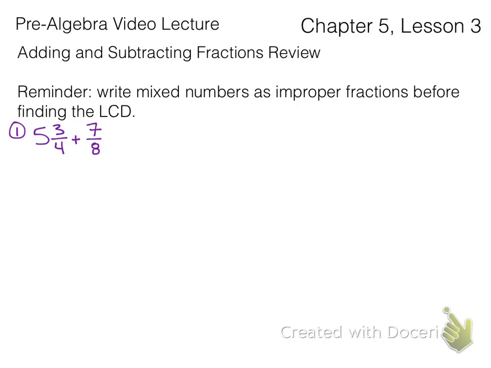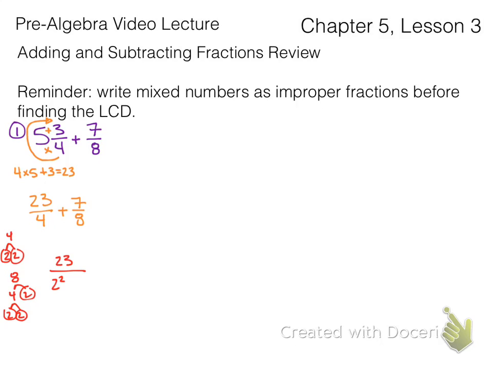Okay. Alright, so just a reminder, you're going to have to write mixed numbers as improper fractions before you go ahead and find the LCD, which is the lowest common denominator. So just remember, it's the denominator times the whole number plus the numerator. So 4 times 5 plus 3 is 23, which is 23 over 4. We still have 7/8. We're going to break the 4 down and the 8 down. Now again, I know you all know that the common denominator is 8. I'm going to show you again how to use the factoring method to find the common denominator.